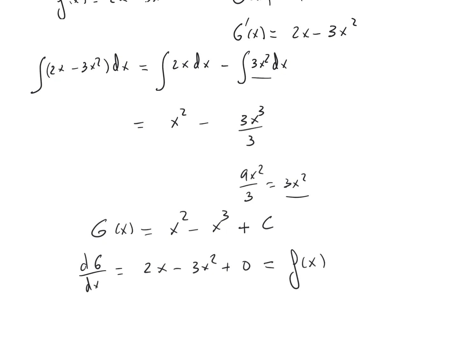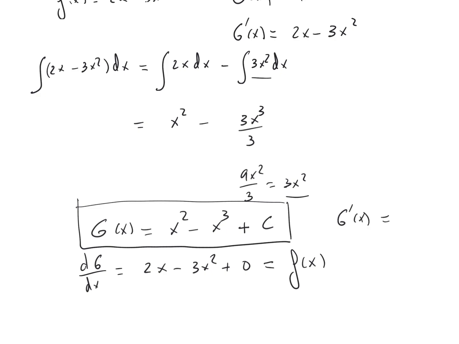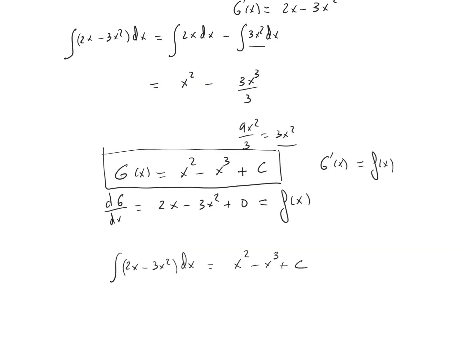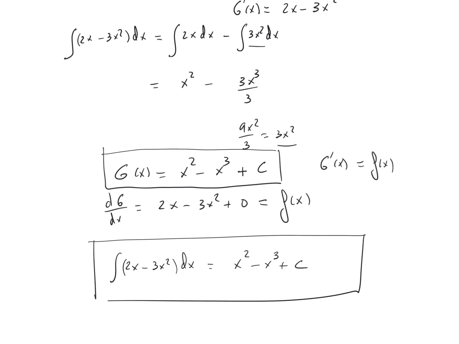2x, yes, 2x. 3x squared, minus 3x squared, yes. So the problem is done. And the solution is that g of x is this function. This function is the one that when I take g prime of x, I will obtain f of x. Then, as a conclusion, the integral of 2x minus 3x squared dx is x squared minus x cubed plus c. So this is the result. Let's go to the other problem.